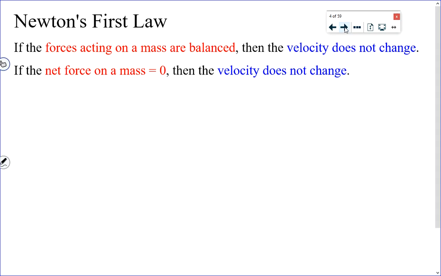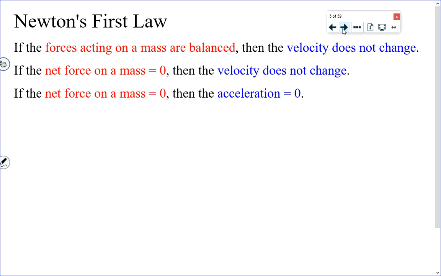So all I've done is tweak that statement to now read: if the net force on a mass is 0, then the velocity does not change. Well, what's a more succinct way of saying the velocity of something does not change? It's to say that the acceleration is 0. And acceleration is the rate at which velocity changes. So if the velocity is not changing, then the acceleration is equal to 0. So that third line is what Newton's first law says about balanced forces. If the net force acting on a mass is 0, the acceleration is 0.